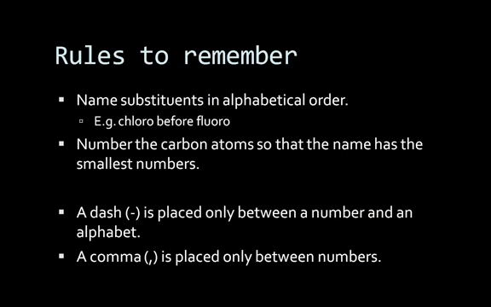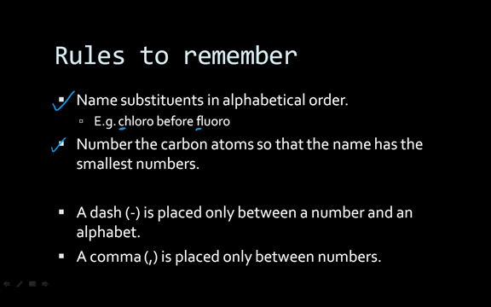There are several rules you have to remember when it comes to naming organic compounds. The first one is to name the substituents in alphabetical order. For example, if you have chloro and fluoro, then C, chloro, comes before F, fluoro. The second rule is to number the carbon atoms so that the name has the smallest numbers, the smallest numbers.